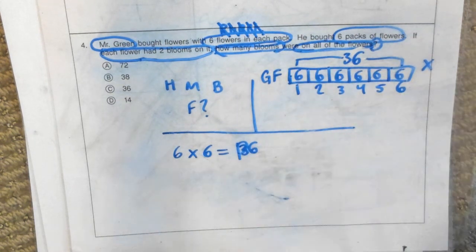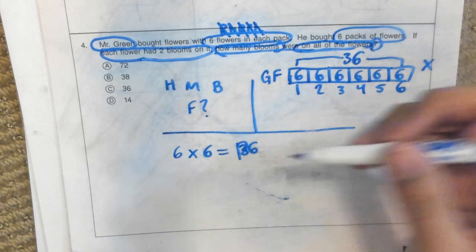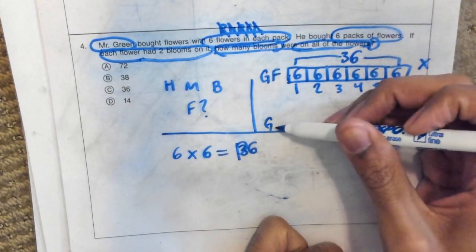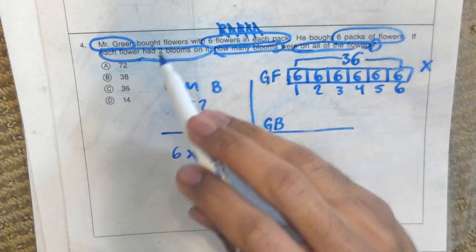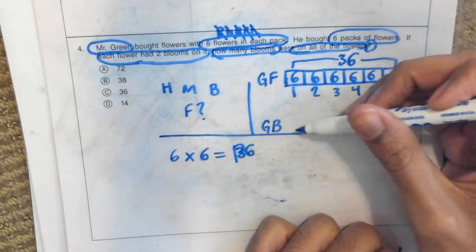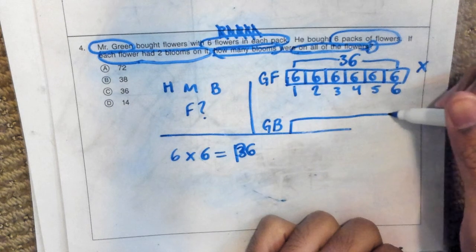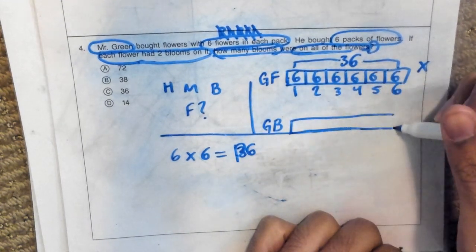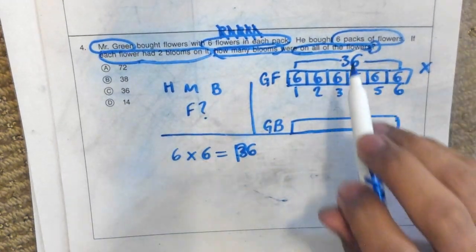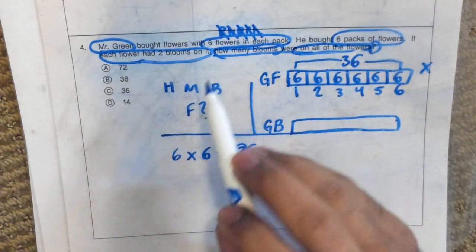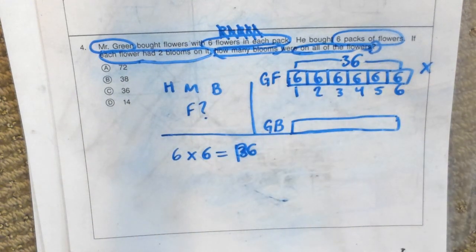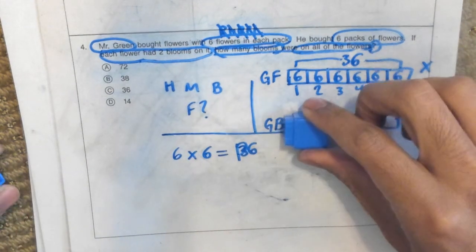So let's go ahead and draw another strip diagram. This is still about Mr. Green, and this time we're looking for the amount of buds that he has on the flowers, for the amount of blooms. So let's go ahead and draw our strip. And let me go back to my details. It says each flower had 2 blooms on it. So let's pretend this time that this is a flower.